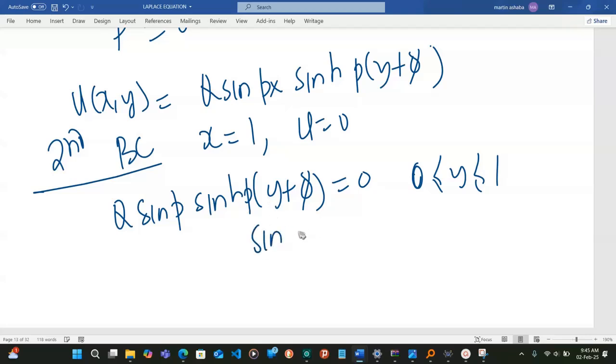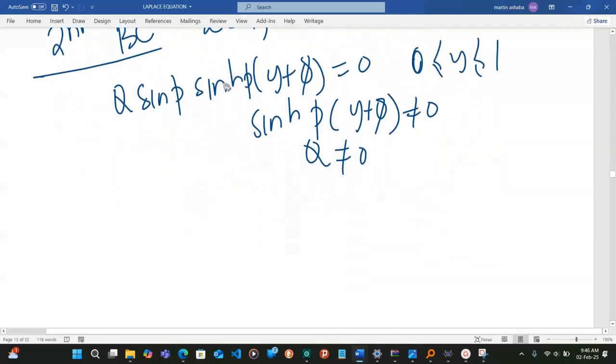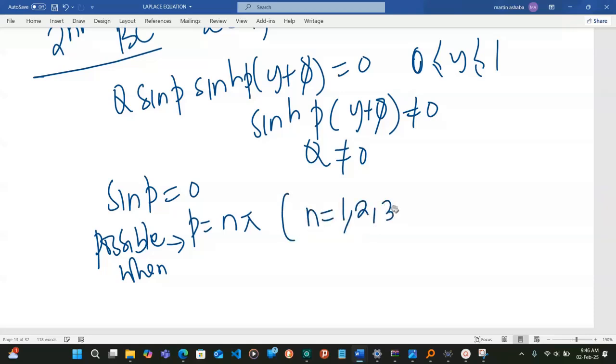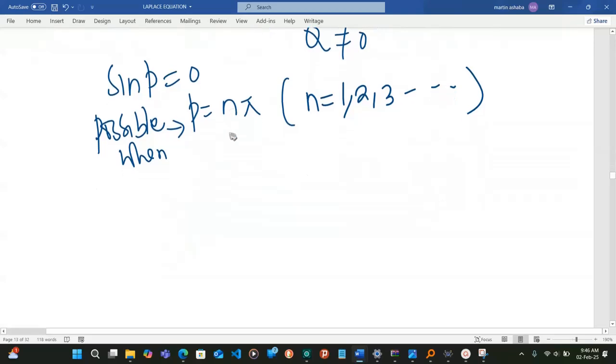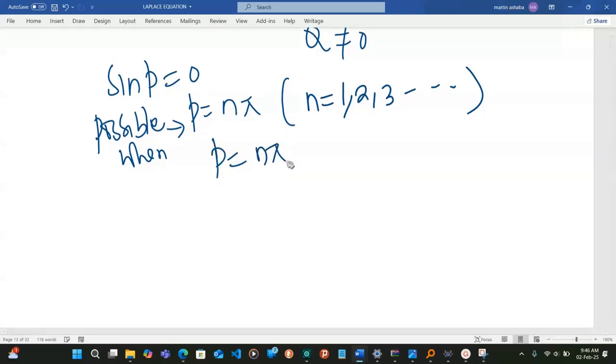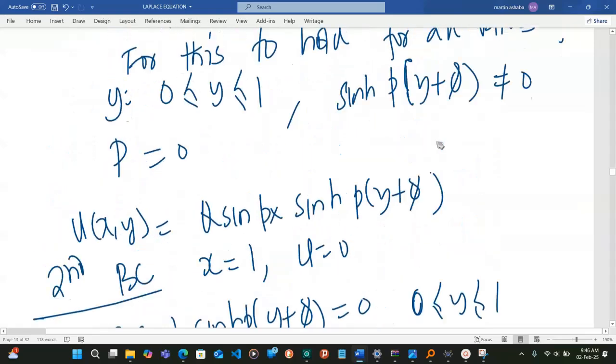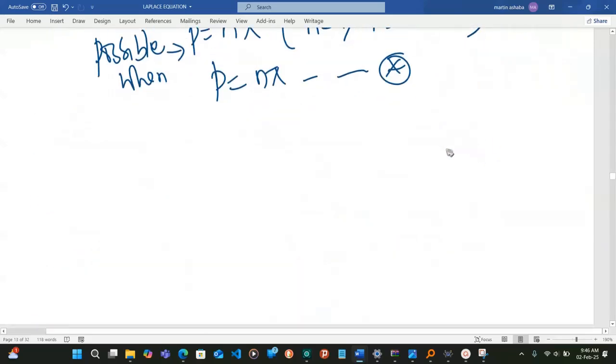the hyperbolic sine of p y plus phi cannot equal 0, and 2 cannot equal 0, because if that happens, we shall have no solution. So it leaves us with the only choice of saying that sine p is equal to 0, which is only possible if p is equal to n pi, whereby n is equal to 1, 2, 3, and so on. We can say p, this small p, is equal to n pi, and we call it equation star, somewhere there that we are going to recall later on when we are writing our final expression. And then let's go to the third boundary condition.